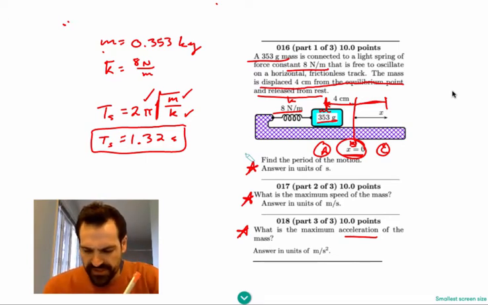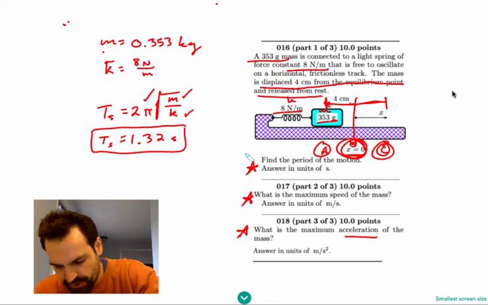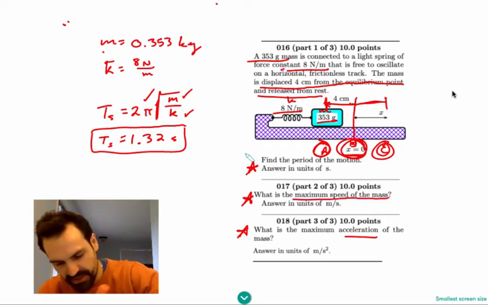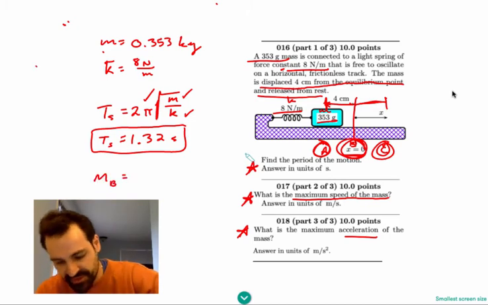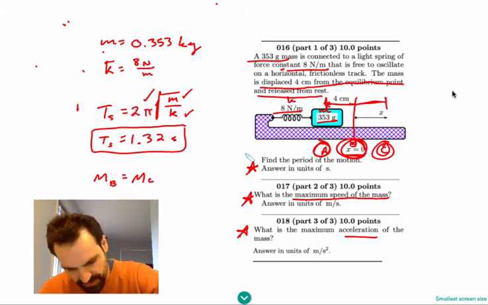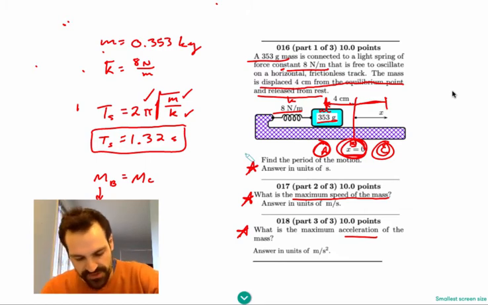So if we're trying to find the max speed, we need to go back to conservation of energy. So the energy at all positions is going to be equal. So your energy at position C equals the energy at position B equals the energy at position A. And where is it at a max speed? Position B. So mechanical energy at B equals the mechanical energy at either A or C. I'm just going to fill in C. At position B, it has kinetic energy. And at position C, it's going to have spring potential energy.